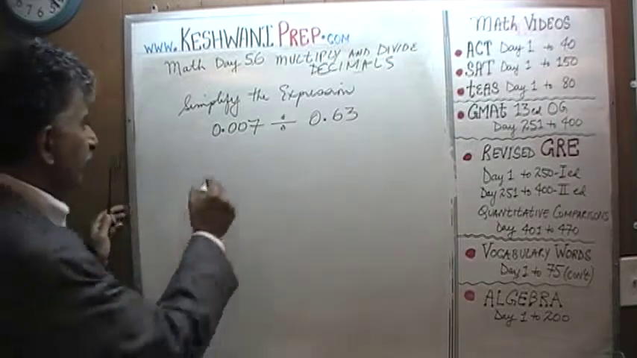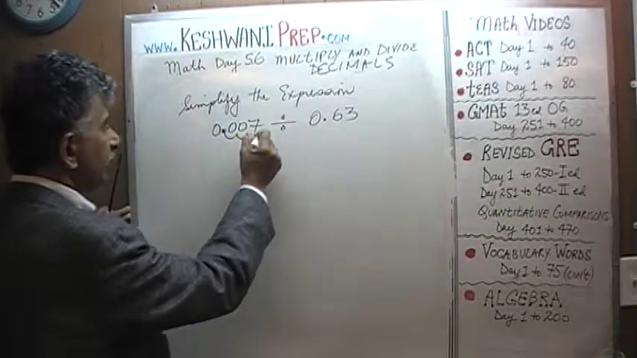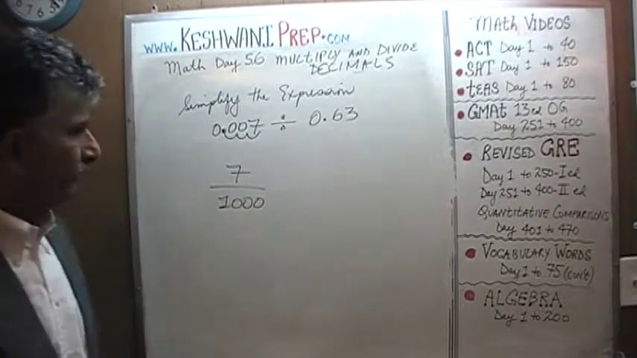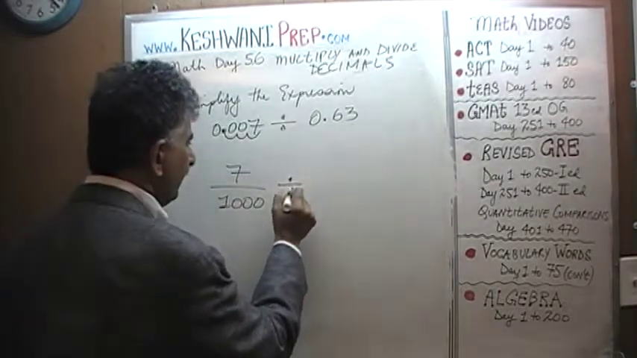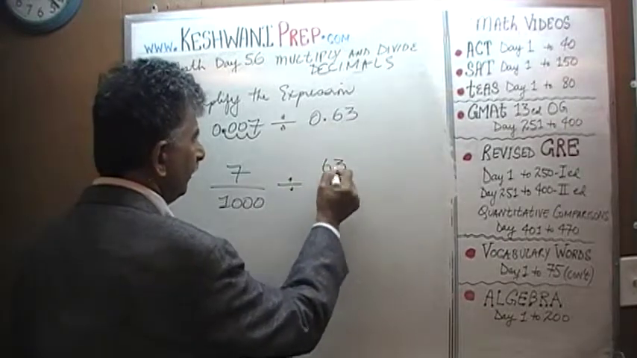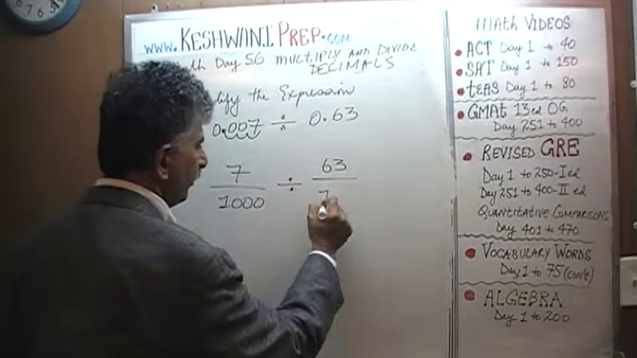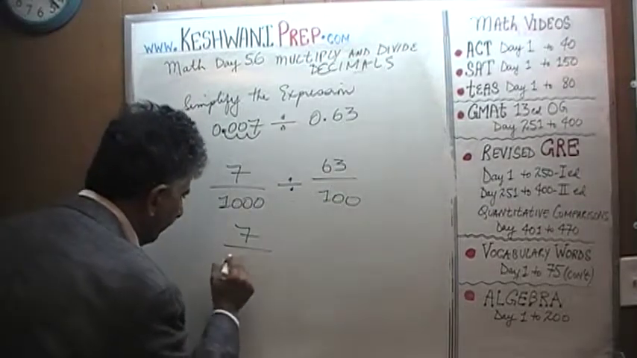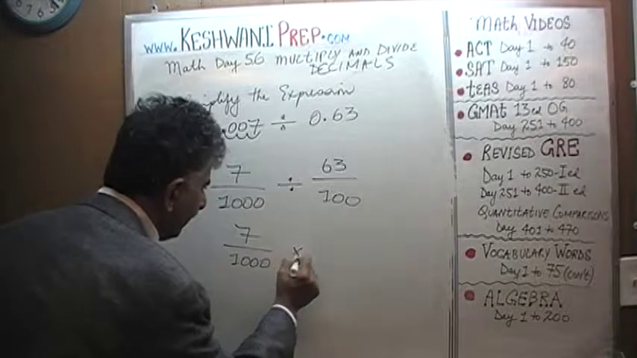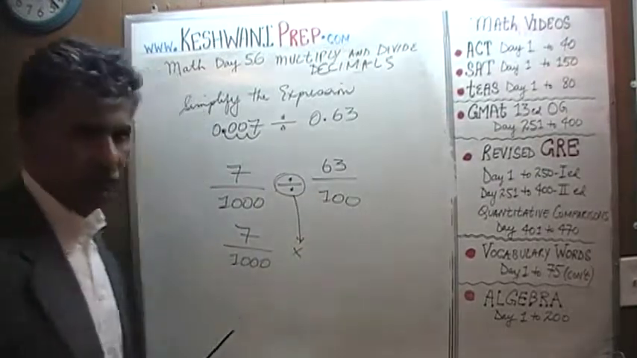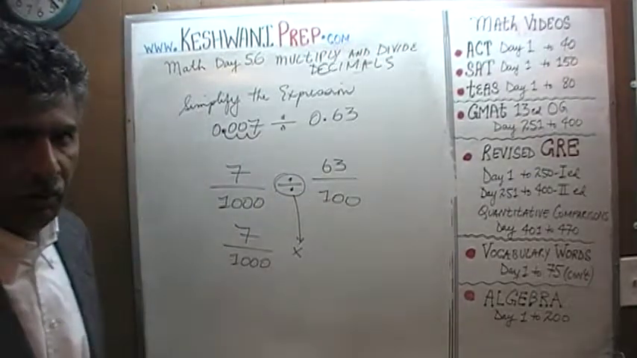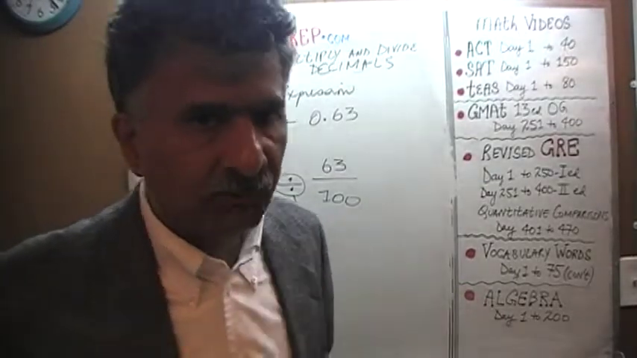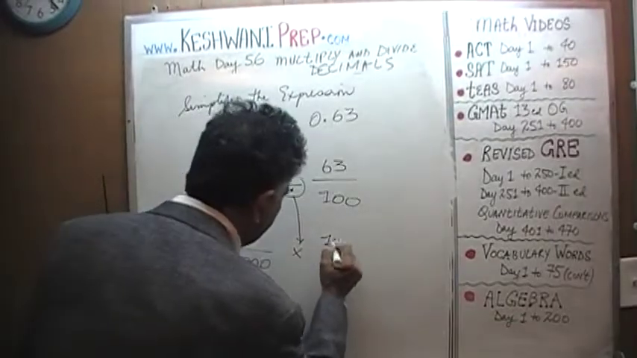0.007 has three decimal places here, 1, 2, and 3, which means the same as 7 divided by 1,000. Divided by 0.63, which is the same as 63 over 100. Which means we have 7 over 1,000 times, the division becomes multiplication. We can multiply it by the reciprocal of the second fraction. 63 over 100 is going to become 100 over 63.